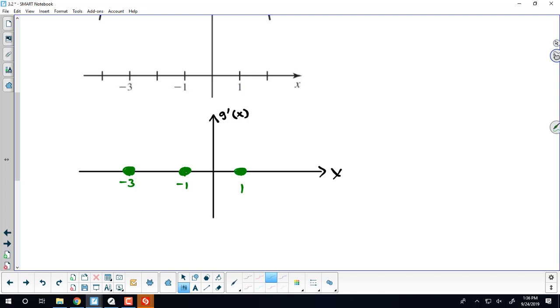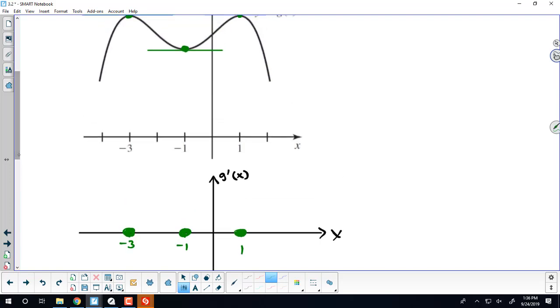Okay, then it's like any other graph that you've had up to this point. What's happening to the left and to the right of the zeros is how we're going to look at this now. Does anyone have any questions on that?